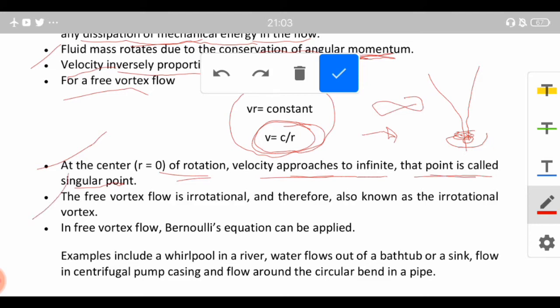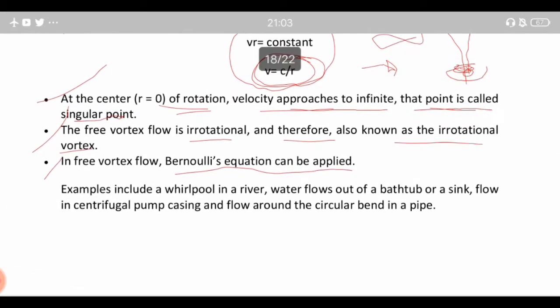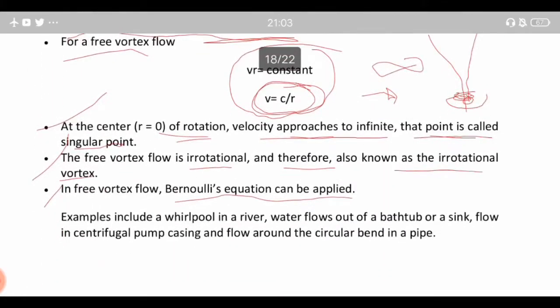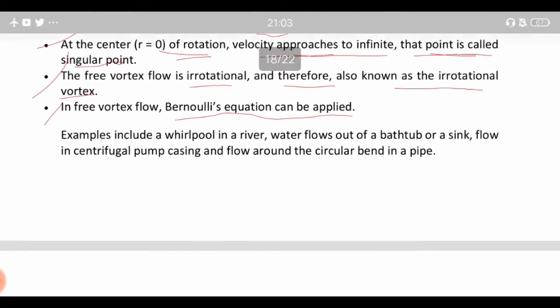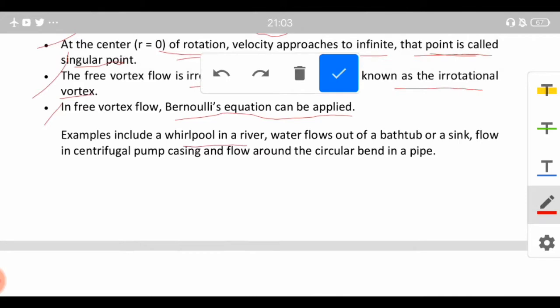The free vortex flow is irrotational and therefore is also known as the irrotational vortex. In free vortex flow, Bernoulli's equation can be applied. Examples are a whirlpool in a river, water flowing out of a bathtub or a sink, flow in a centrifugal pump casing, and flow around a circular bend in a pipe.